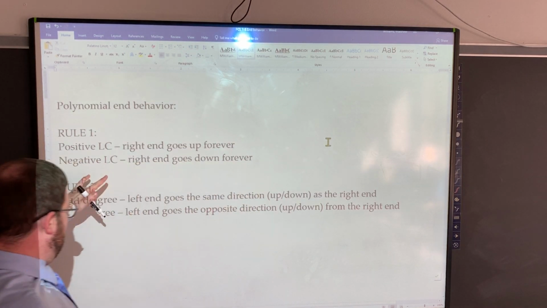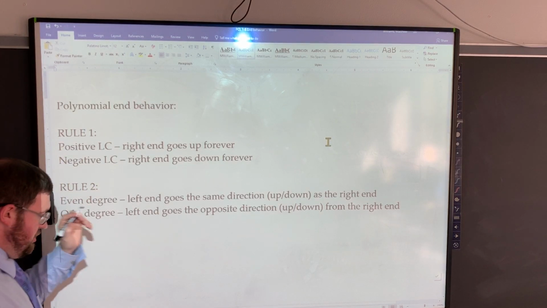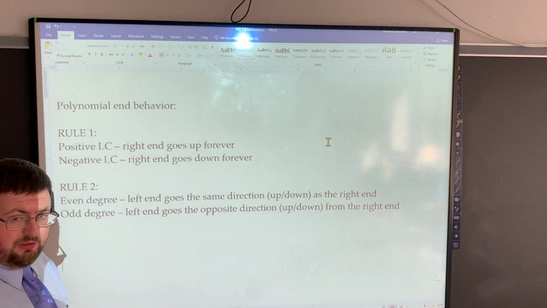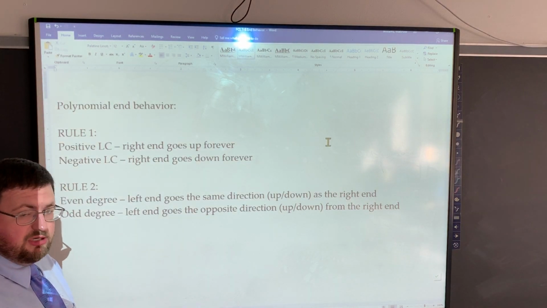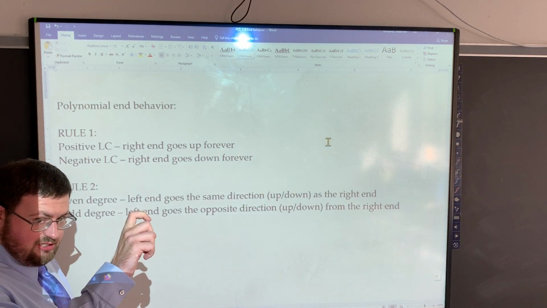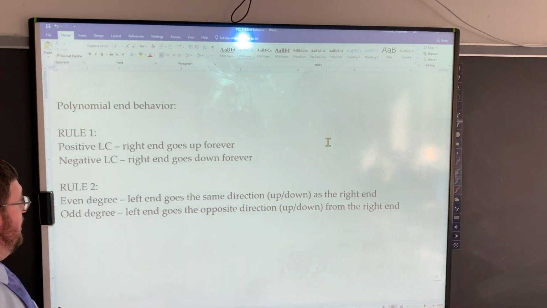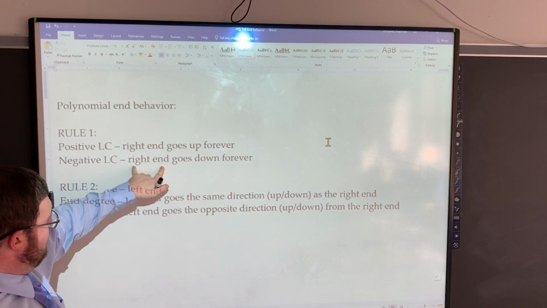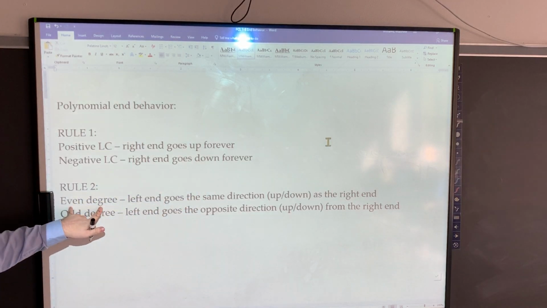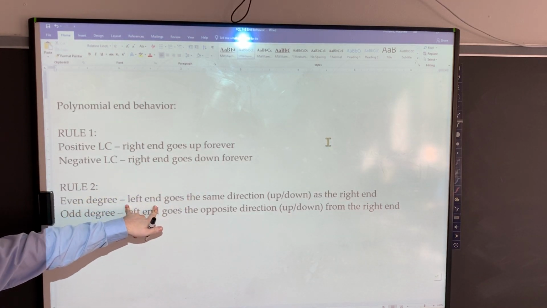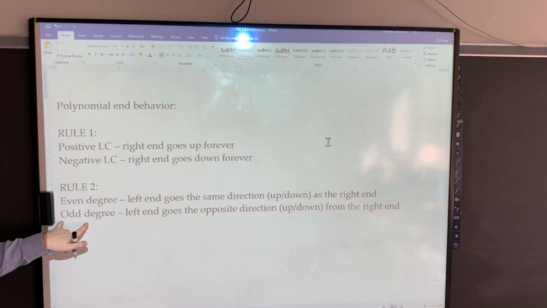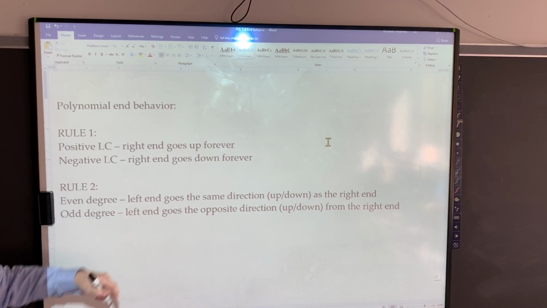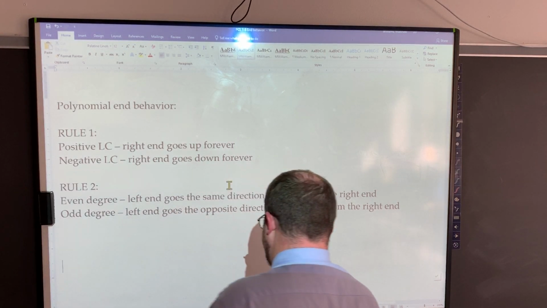We need to determine what the leading coefficient and degree are to do this. So the degree is the highest exponent. The leading coefficient is the coefficient of the term with that exponent. So if you see the degree, the highest exponent, look in front of it, that's your leading coefficient. If we have a positive leading coefficient, the right end goes up forever. If we have a negative leading coefficient, the right end goes down forever. This is in your notes. If we have an even degree, the left end goes the same direction as the right end, as far as up or down. If we have an odd degree, the left end goes the opposite direction from the right end, either up or down. So let's look at some examples and see exactly what we mean by this.